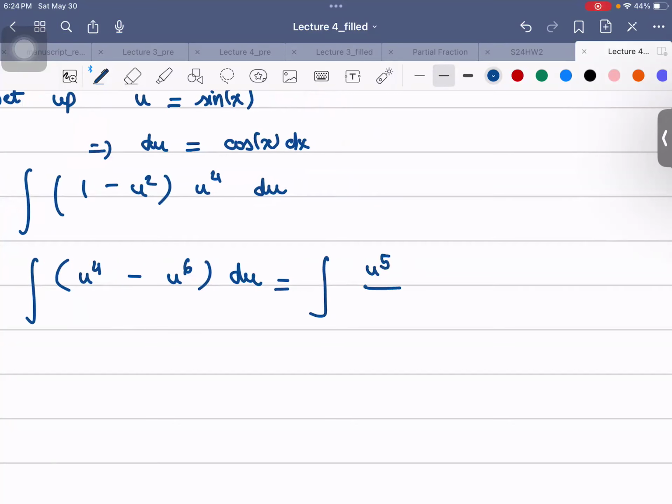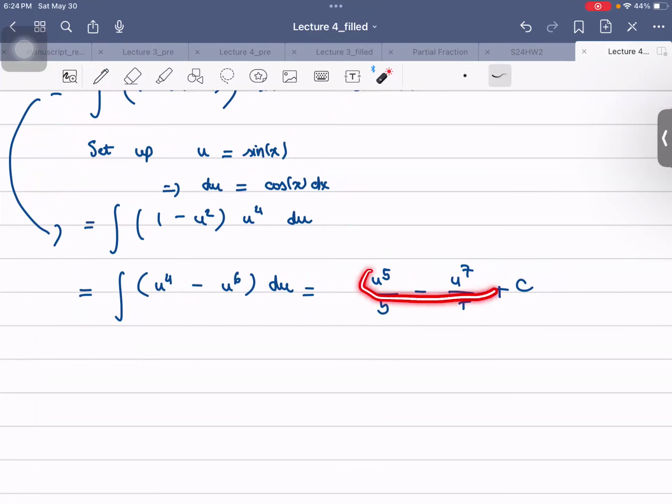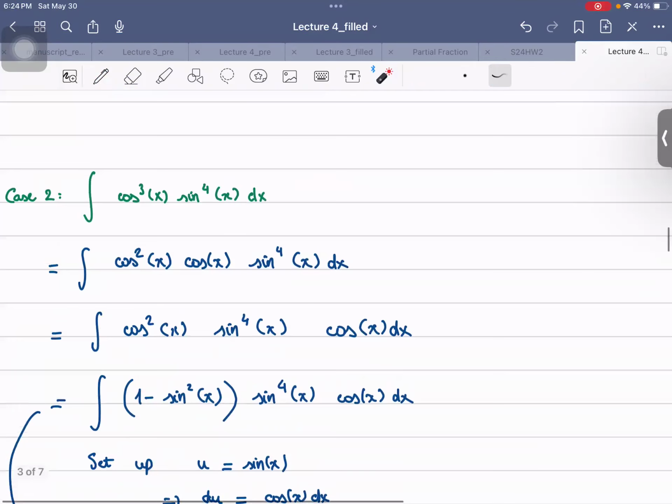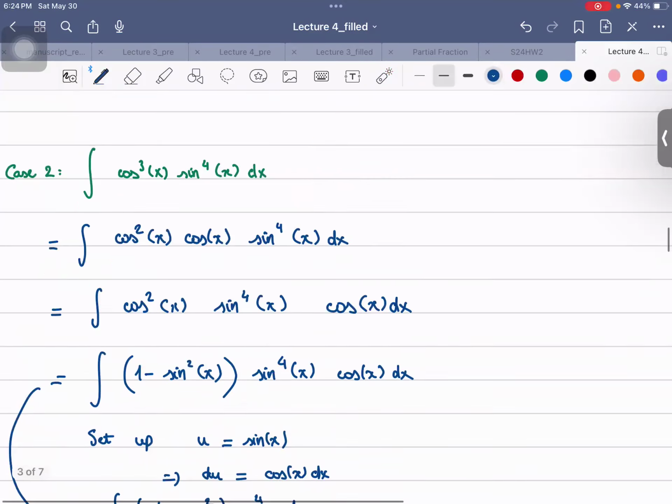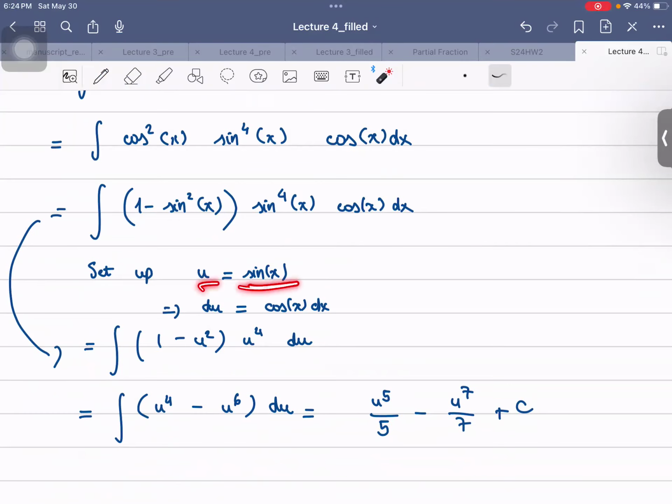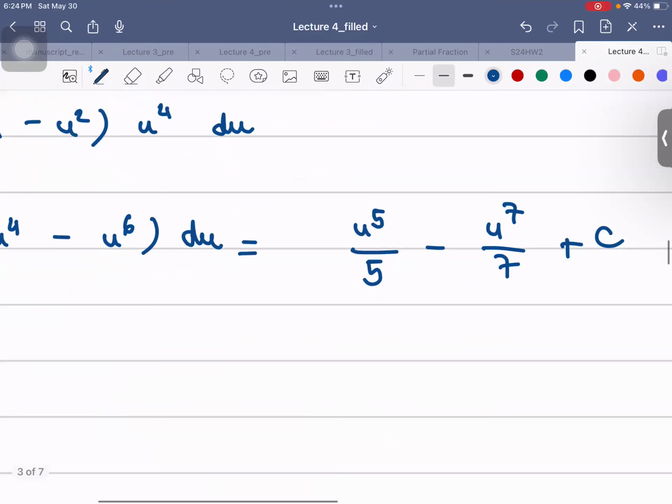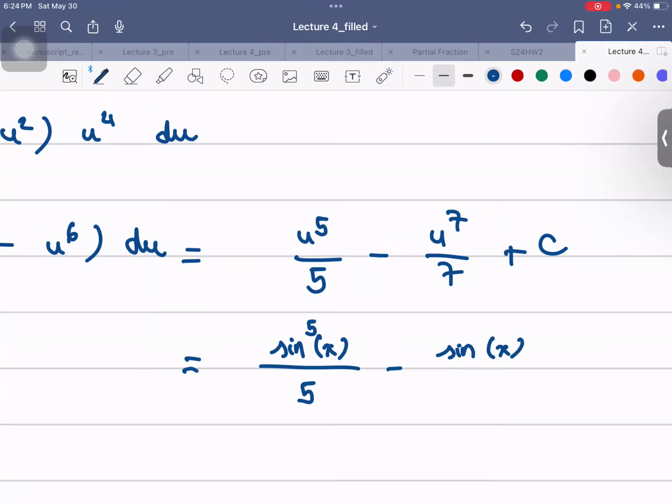You have u to the power of 5 divided by 5 minus u to the power of 7 divided by 7 plus the constant. And the final thing: remember to translate this back to a function in terms of x, because initially you have a function in terms of x. Initially we set u equal to sine of x. That means you have sine of x to the power of 5 divided by 5 minus sine of x to the power of 7 divided by 7, plus c.